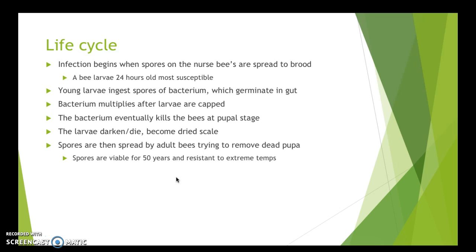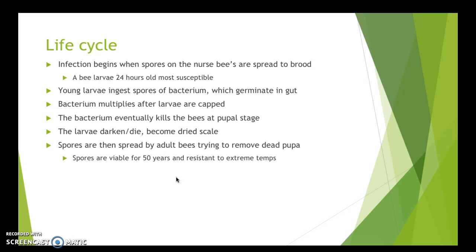Once the larvae have been capped, which is a thin layer of wax to cover pupae during non-feeding periods, the bacterium rapidly multiplies and eventually kills the bees at the pupal stage. The larvae darken and die and become dried scale that sticks to the side of the cell. Spores are then spread by adult bees trying to clean and remove dead pupae. The spores that result from the dead pupae can infect healthy hives for many years, as the spores are viable for 50 years and are resistant to the extreme temps, both hot and cold. So once the hive is infected, the disease is very hard to get rid of.